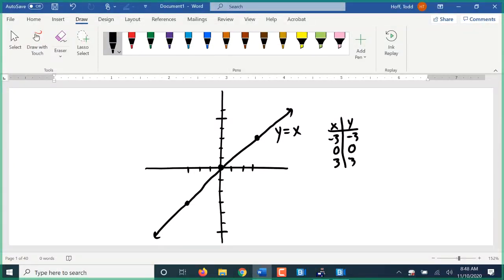Now, y equals x is a pretty boring equation. It's about as simple as we can get. So let's look at things we can do to make the equation more complicated. For example, we might do y equals x plus 2.